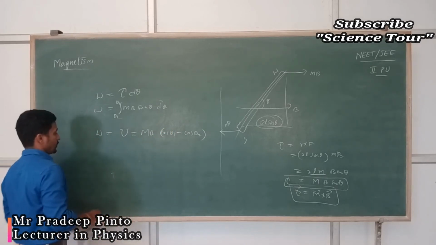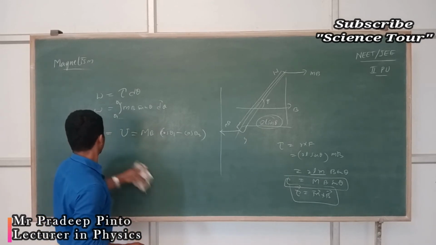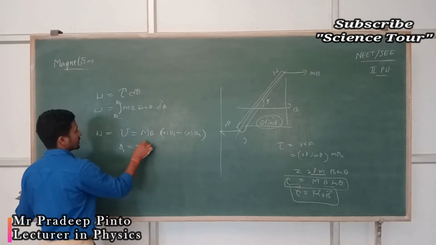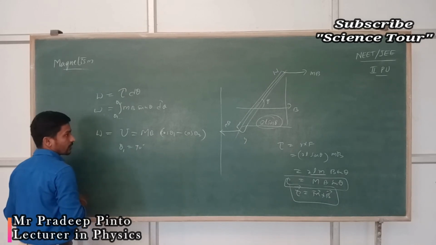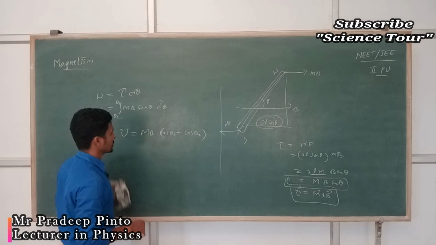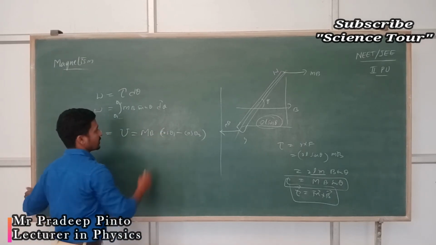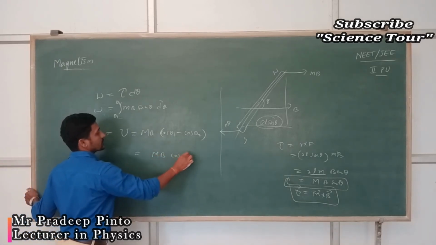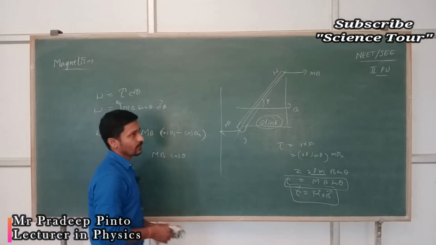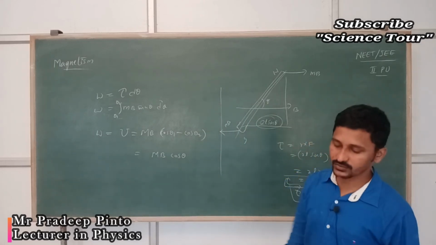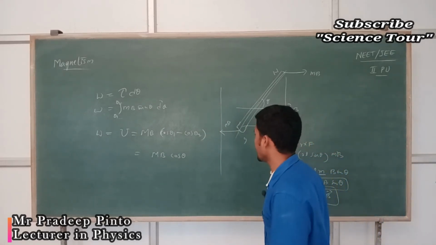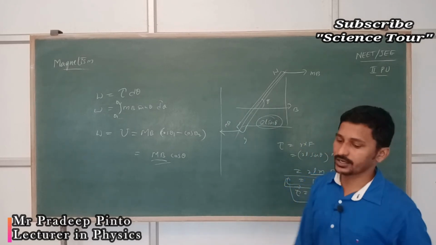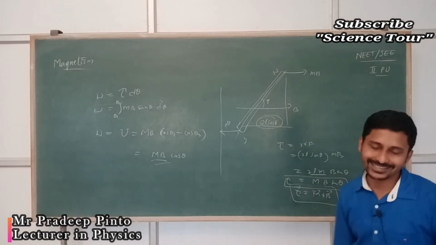Now what are we going to get? If theta 1 is equal to 90 degrees, cos 90 is 0, and cos 0 is 1, isn't it? So we are going to get mb cos theta, where theta 2 is theta. If you take it, we get minus m dot b, that is, mb cos theta. Negative means the work done is negative. That is what we should know.